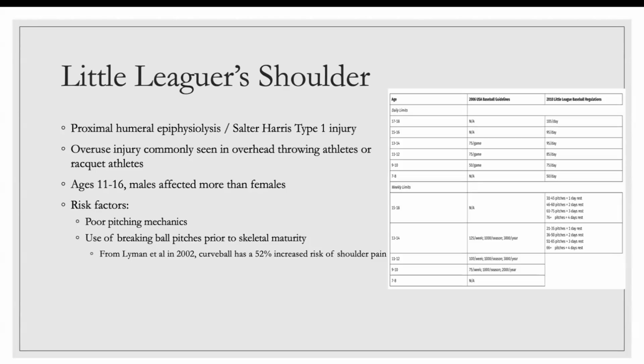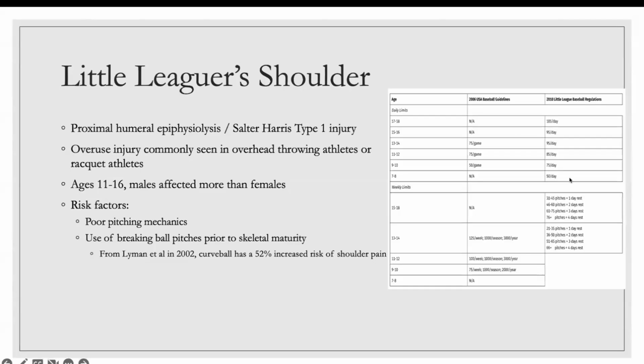Poor pitching mechanics is going to be a mainstay here, and especially the use of breaking ball pitches before they hit that skeletal maturity point. There was a study by Lyman that showed that throwing a curveball before skeletal maturity increased the risk of shoulder pain by 52%, which is pretty significant.